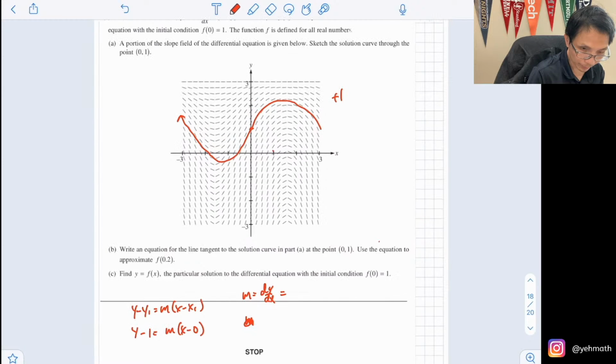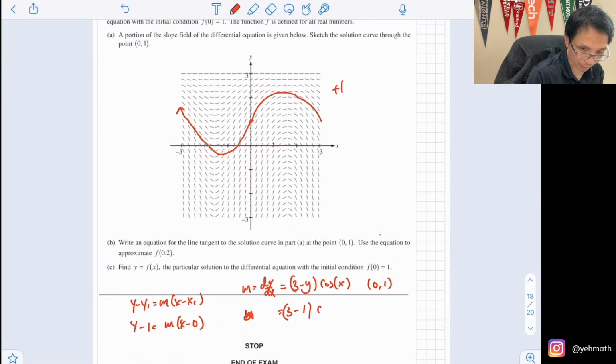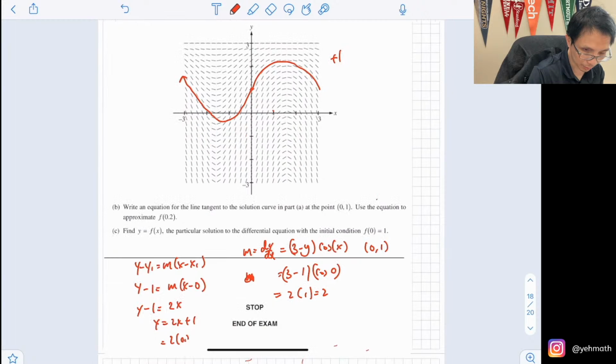dy/dx is equal to 3 minus y times cosine of x. Now, in this case, you have (0, 1). So it'd be 3 minus 1 times cosine of 0. What is cosine of 0? So it'd be 2 times 1. It's actually a pretty easy number. So it'd be y minus 1 equal to 2x. And x plus 1. You want to approximate 0.2, just plug 0.2 in there. Then that's going to be 1.4. Did anybody get that? Yeah.